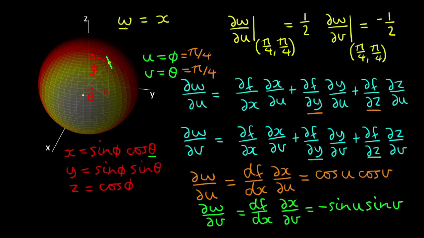So the rate of change of w with respect to u, being the angle phi, is positive. Now if we traverse the sphere in the theta direction, we have the partial of w with respect to v, being theta, is negative. So we're moving away from the center of the sphere, where the light intensity is a maximum, to the edge of the sphere along theta, where the light intensity drops off. So it makes sense that this partial derivative is negative.